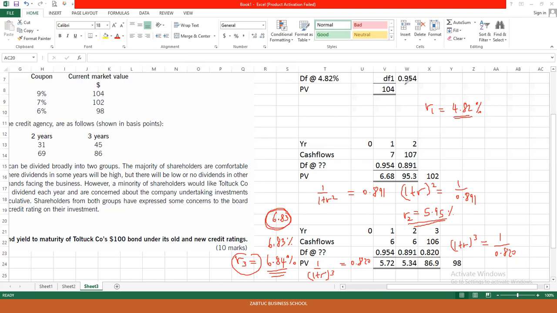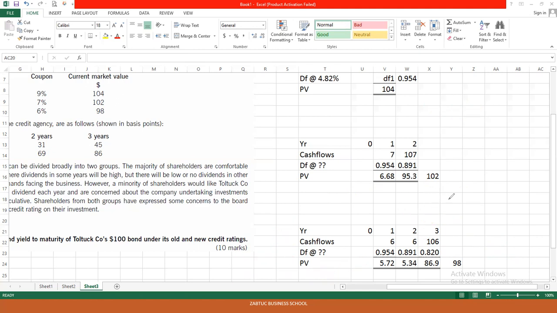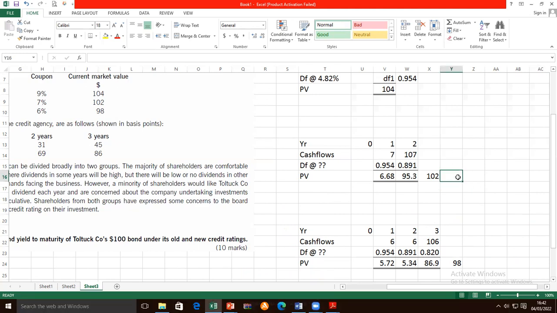Are you using your spreadsheets? Yes, we are using our shortcut method. Come again? I'm using your previous method, which is giving the 6.83, whatever happens. Okay.